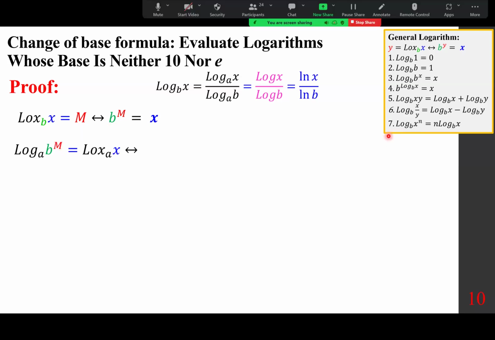This one, according to the power rule, I can put the m in front, and therefore m is the right side divided by log base a of b. In other words, if I divide both sides by this log base a of b, I get m.